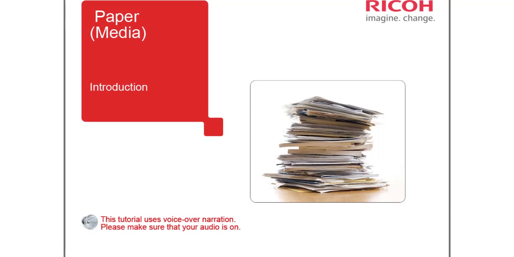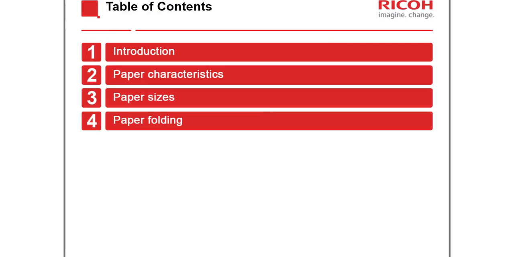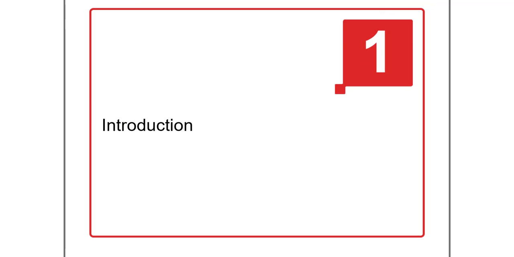Welcome to the paper training course. This course has 4 chapters. Click the name to jump to the desired chapter, or use the forward button to open Chapter 1. Chapter 1, Introduction.